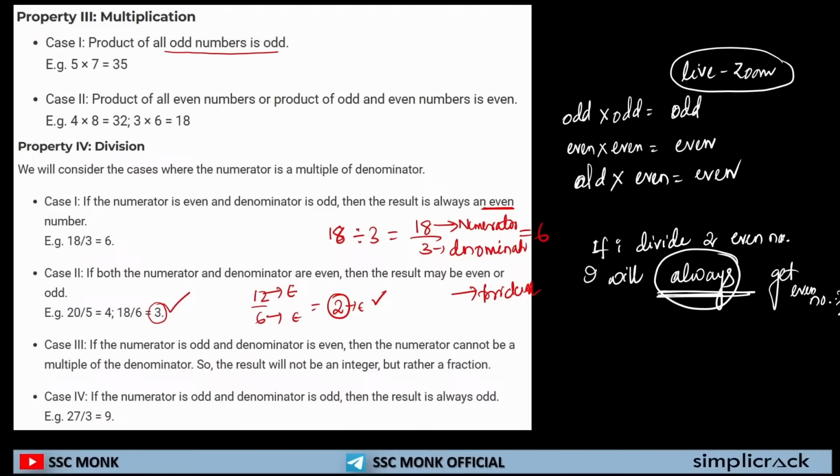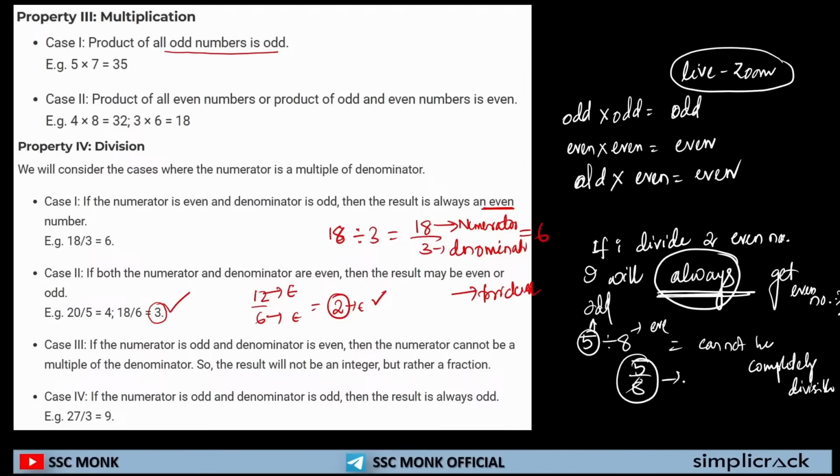Now case 3, if the numerator is odd and the denominator is even, then the numerator cannot be a multiple of the denominator, so this cannot be divisible. Let's say I say 5 divided by 8. Now 5 is what? Odd. 8 is what? Even. Now this cannot be completely divisible. This will be known as 5 by 8, which is known as a fraction. We'll learn about this in detail in this class in the later part.